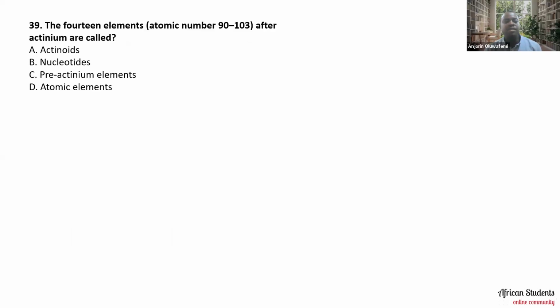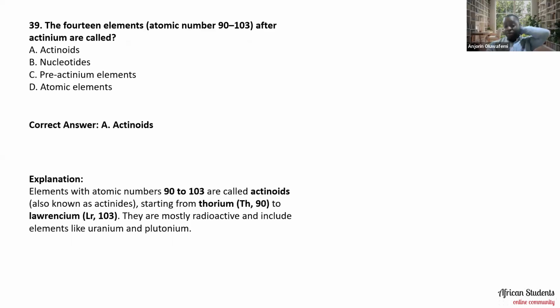The 14 elements, atomic number 90 to 103, after actinium are called A, actinoids; B, nucleotide; C, pre-actinium element; D, atomic elements. And the answer to this is what? Actinoids. They are called actinoids. Elements with atomic number 90 to 103 are called actinoids, also known as actinides, starting from thorium, which is 90, to lawrencium, which is 103. They are mostly radioactive and include elements like uranium and plutonium.